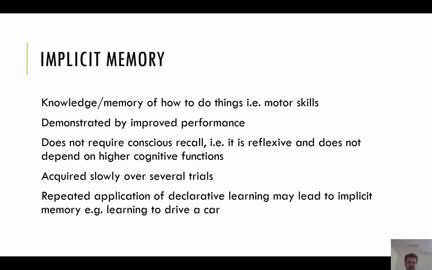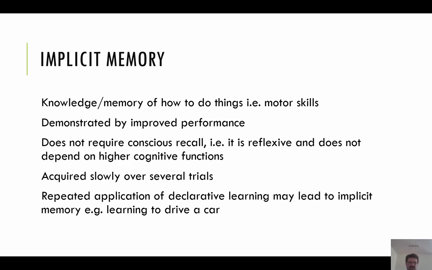Implicit memory is acquired by repeating the same thing over and over again, and therefore it's acquired slowly. And sometimes you can actually take a declarative memory and, by doing it over and over again, put it into implicit memory. So again, think of learning to drive a car. When you first start off, you're doing it in a very mechanical manner. But over time, as you take those declarative processes, you put them into action and they become implicit processes.